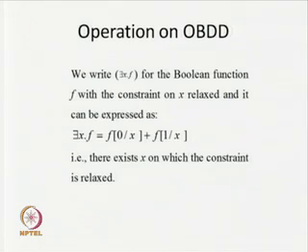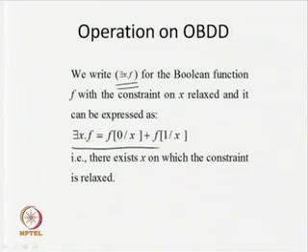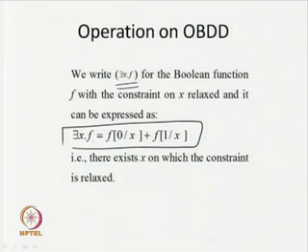Now, generally we write this with the symbol exists, where we say that we are relaxing this function on this variable x. That means there exists a variable x where the constraint is relaxed. This is expressed with this expansion: exists x f. It says that we are going to relax the constraint on x for this function f.